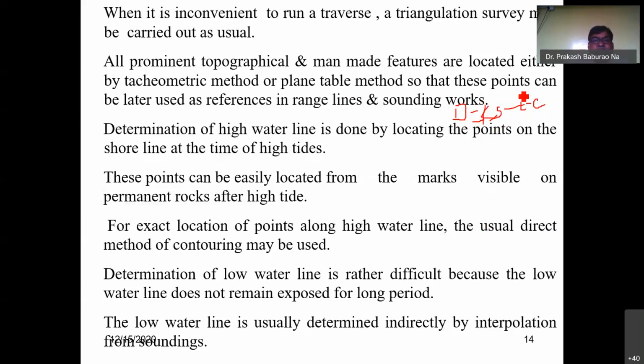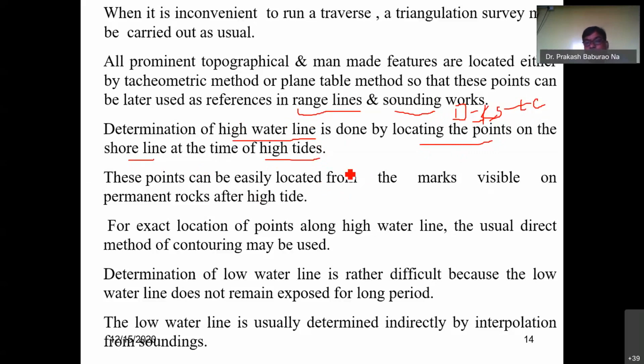So these points can be later used as a reference. It is helpful in the range lines. Also the sounding work is being carried out. So determination of the high water line is done by locating the points on the shoreline at the time of high tides. So these are the tasks, the actual work under this hydrographic survey.